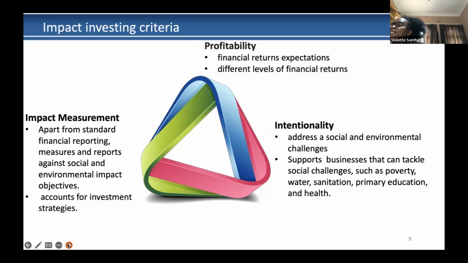On intentionality, the goal here is to address a social and environmental change, and also support businesses that can tackle social challenges such as poverty, water, sanitation, primary education, and health. Now, on impact measurement, apart from the standard financial reporting, which most of us know, the investors commit to measure and report against social and environmental impact objectives. So this contributes to accountability of investment strategies. Next slide, please.